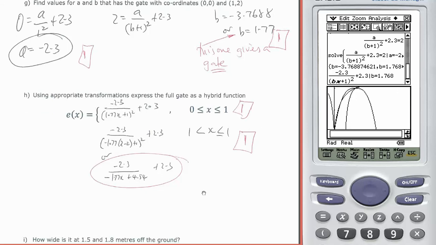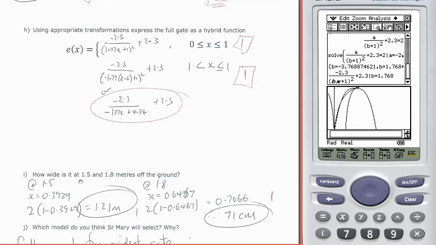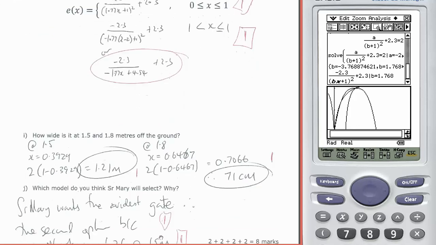So how wide is it when the height is 1.5? Make the height y equal 1.5. That gives an x value of 0.3927. Minus that from 1 and double it. Do the same thing for 1.8 and you get different widths.